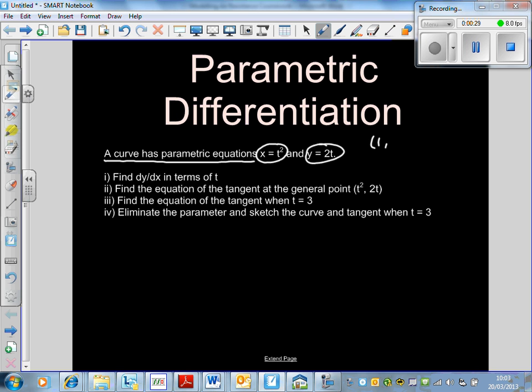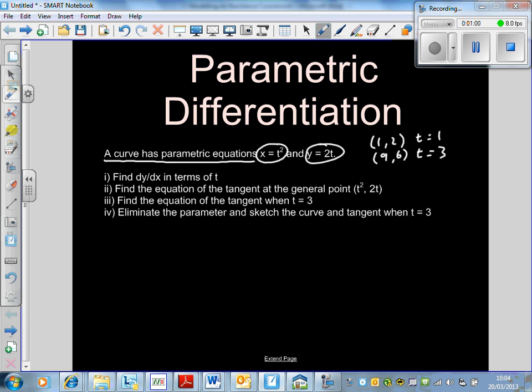T is 1. Yeah. When t is equal to 1, we get 1 squared is 1, and 2 times 1 is y. Can somebody give me another one? Charlie? 9 and 6. So what is the value of t there? Sam? 3. Good. Yes. So this is how we get the coordinates, and we can plot this graph quite quickly by doing a table of values.